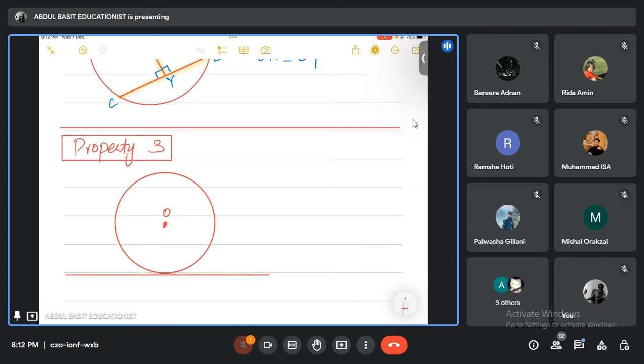Okay. For example, this is the point where the line is touching the circle. So it means that TA is the tangent. And for example, this is the radius. Agree? So OA is the radius. So OA is perpendicular to TA. It means what? We just studied that perpendicular means the radius will make a 90 degrees angle.